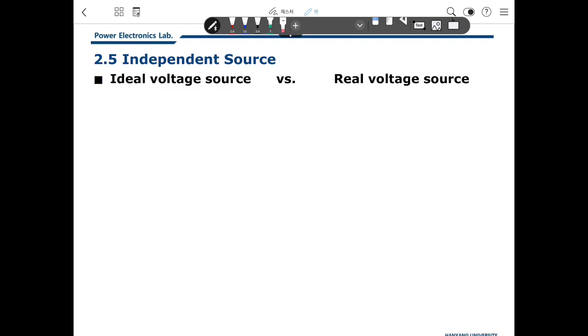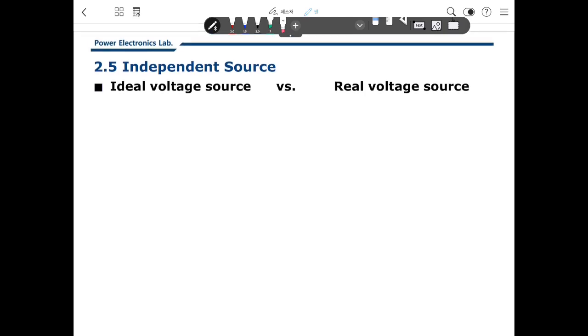So we need to think about the ideal voltage source and the real voltage source. Actually, this is very important because in the textbook we think of the voltage source as ideal, but because we are engineers, we need to deal with real voltage sources. A real voltage source has some different characteristics compared to the ideal voltage source covered in the textbook. So we need to know what is real and what is ideal.